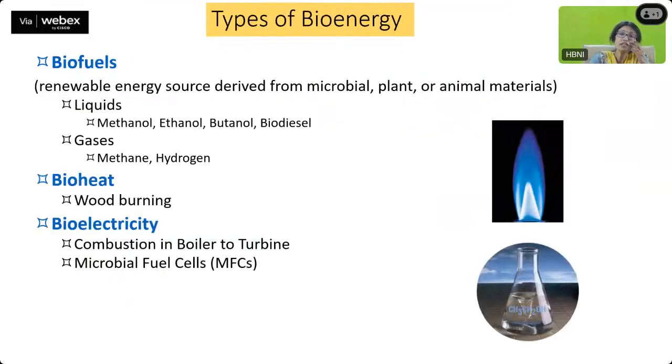So you have different types of bioenergy, one of which is biofuels, which is renewable energy derived from microbial, plant or animal materials, out of which you can have liquids in the form of methanol, ethanol, butanol, and biodiesel. And otherwise, you can have gases like methane and hydrogen. Another type of bioenergy is bioheat, which is generally obtained by burning of the biomass, like burning wood. Then you also have something known as bioelectricity, which is combustion in a boiler to the turbine, or you can have microbial fuel cells, which we will discuss in a little more detail.